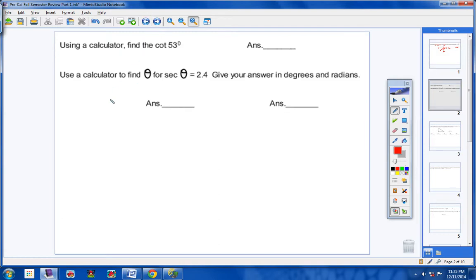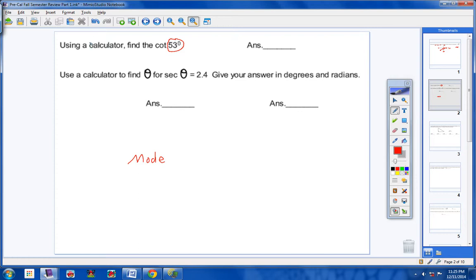Alright, make sure you can take a calculator and find the cotangent. Or for that matter, make sure you can take a calculator and find the sine, cosine, tangent, cosecant, secant, cotangent of an angle, okay? Now, first of all, make sure your calculator is in degrees, and you do that by going to the mode button, which is the top left side, okay? And pushing that, and then scrolling down and highlighting degrees, okay? So make sure you do that.